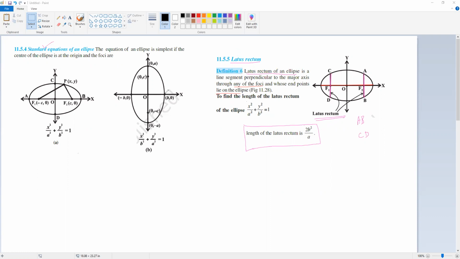Now our main point. Even if you forget all the theory, there is no issue. Our main point: I told you we are going to discuss ellipses only with the center at the origin.